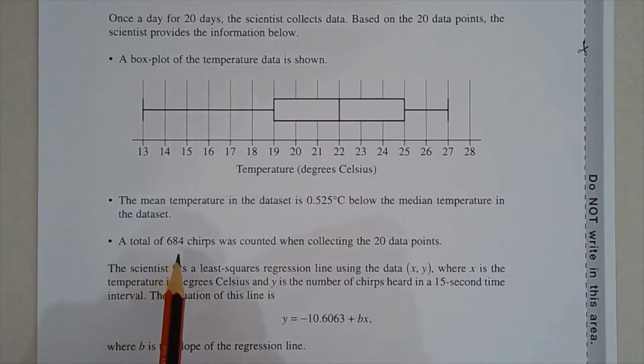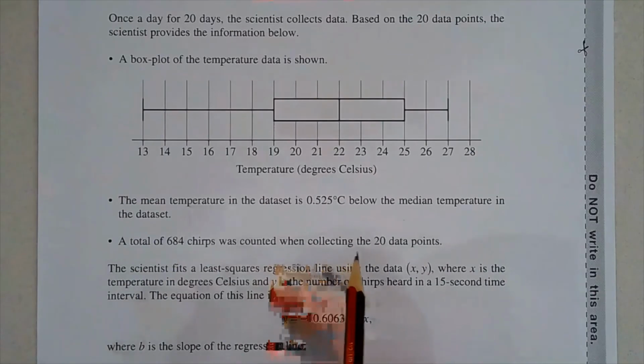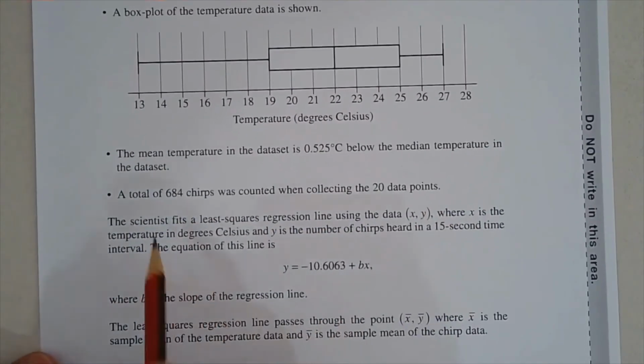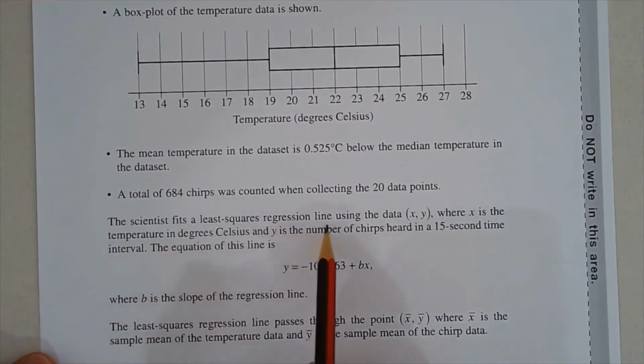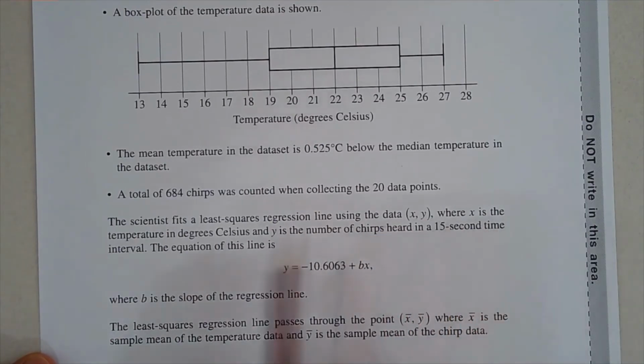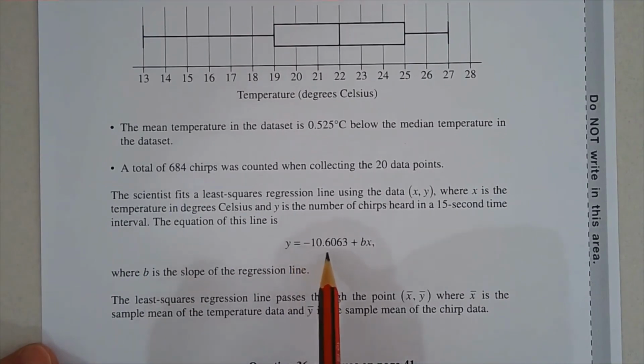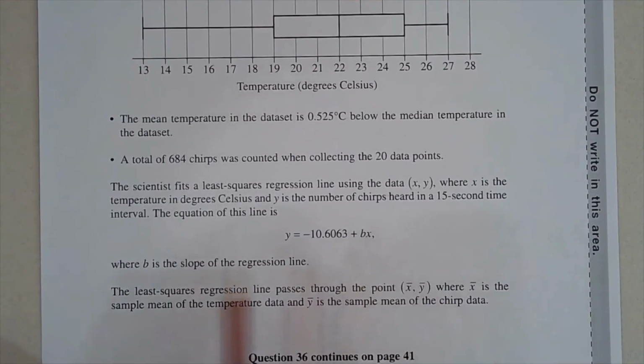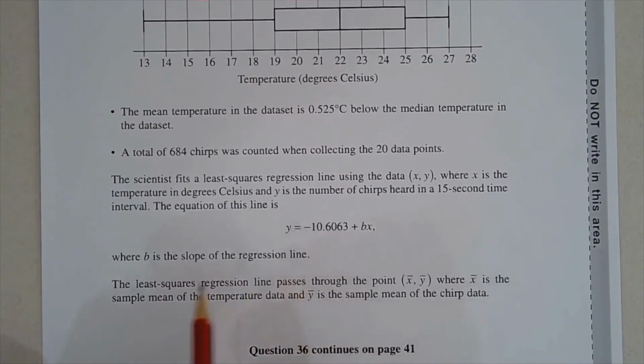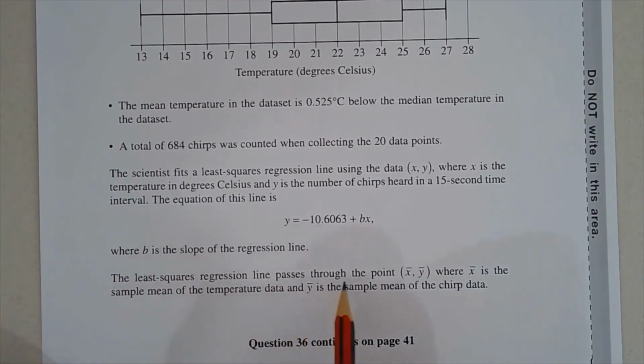A total of 684 chirps was counted when collecting the 20 data points. The scientist fits a least squares regression line using the data, xy, where x is the temperature in degrees Celsius and y is the number of chirps heard in a 15-second time interval. The equation of this line is y equals negative 10.6063 plus bx, where b is the slope of the regression line. The least squares regression line passes through the point x bar, y bar, where x bar is the sample mean of the temperature data and y bar is the sample mean of the chirp data.